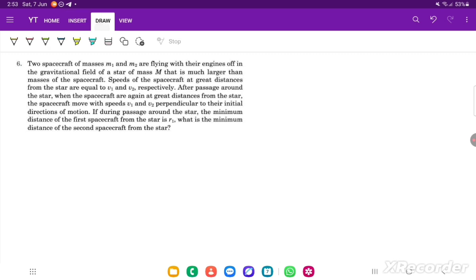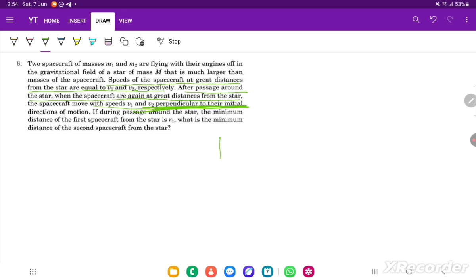Now there was one line, let me mark that line. Speeds of the spacecraft at great distances from the star are equal to v1 and v2. After the passage around the star, the spacecraft are again at great distances from the star, and this one is more important: speeds v1 and v2 perpendicular to their initial directions, right?